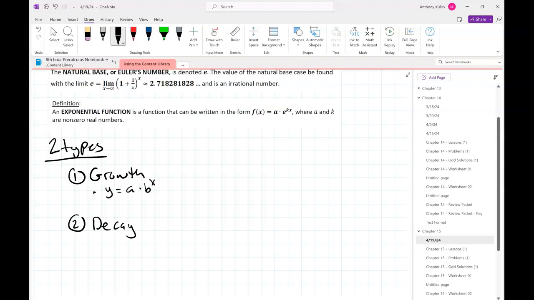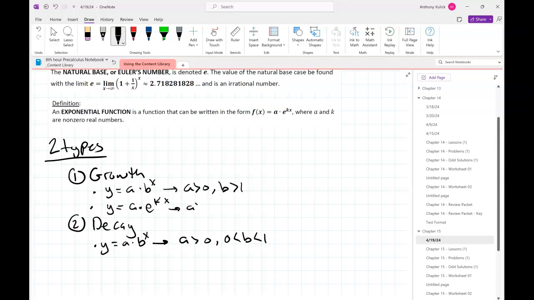For exponential functions of the form y equals a times b to the x, we know it's growth if a is positive and b is greater than 1. And then it's decay if the a is positive and the b is between 0 and 1. Similarly, if it's in the form with e, again, if the a is positive, then the k has to be positive to be growth. And if the a is positive and the k is negative, it's going to be decay.